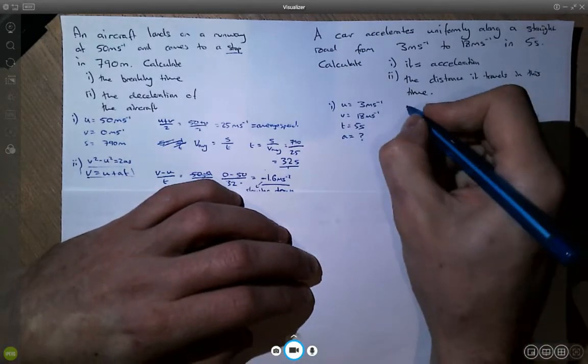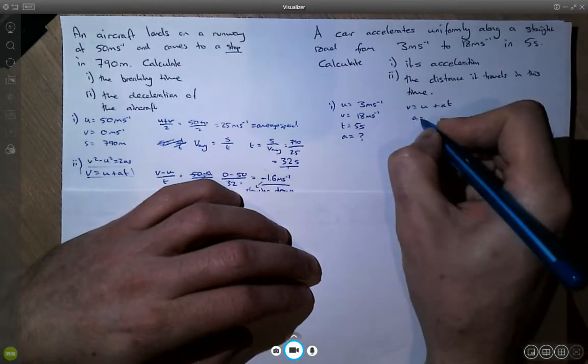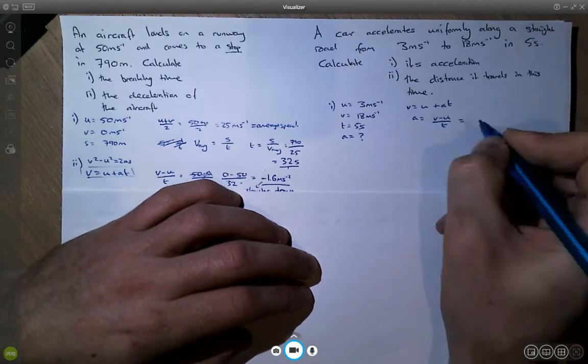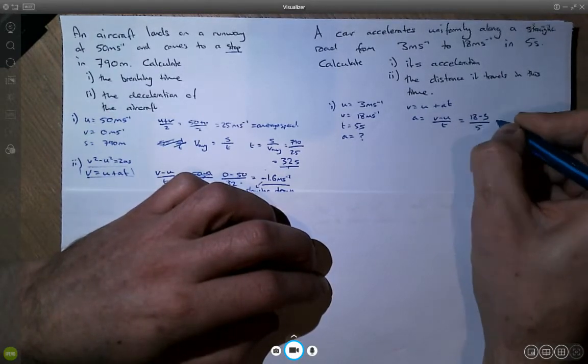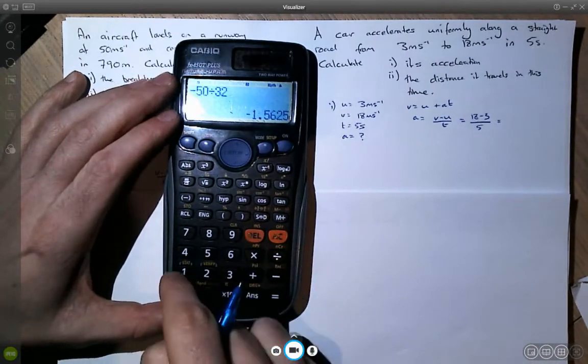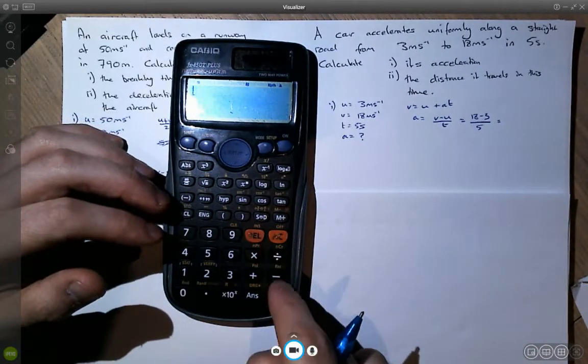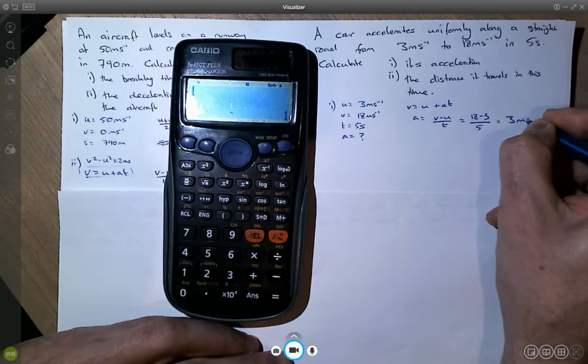So again, the easiest one to use is v is u plus at. Or a is v minus u over t, changing velocity over time. So 18 minus 3 over 5. So that's the same as 15 over 5. I don't even need a calculator for that, do I? So 15 over 5 is 3 meters per second squared.